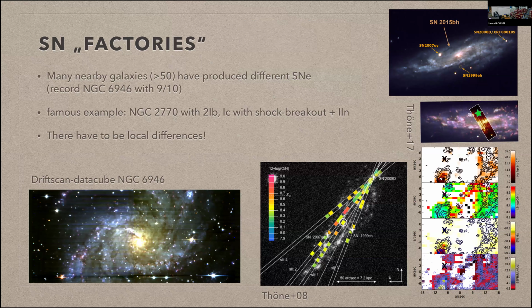But we know that there have to be differences even within a galaxy, because there are galaxies where we have observed several supernovae. The record is NGC 6946 with 9 or 10 supernovae. And our famous example here, NGC 2770, which probably a lot of you know, is 2008D that had a shock breakout, which just got in fashion again with the shock breakouts. And that actually had 3 different supernova types: 2007uy, a type 1B, 2008D, and a type 2N.